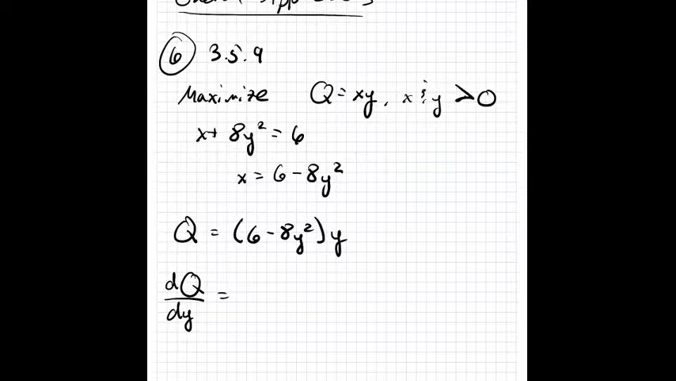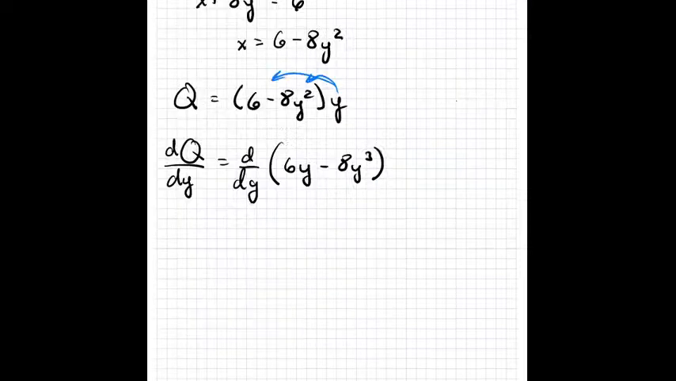So what we're going to be finding is d by dy, and we're going to have 6y minus 8y cubed. And then if we take that derivative, that's going to be 6 minus 24y squared, right? So that's dq by dy. Okay, so that's the derivative of q with respect to y.